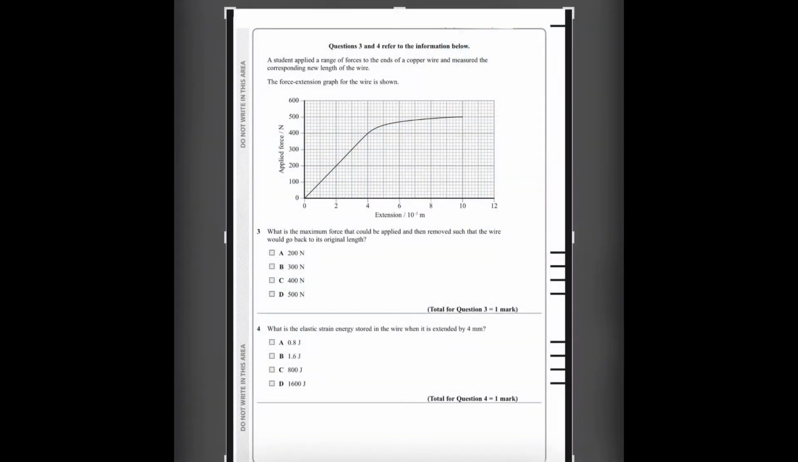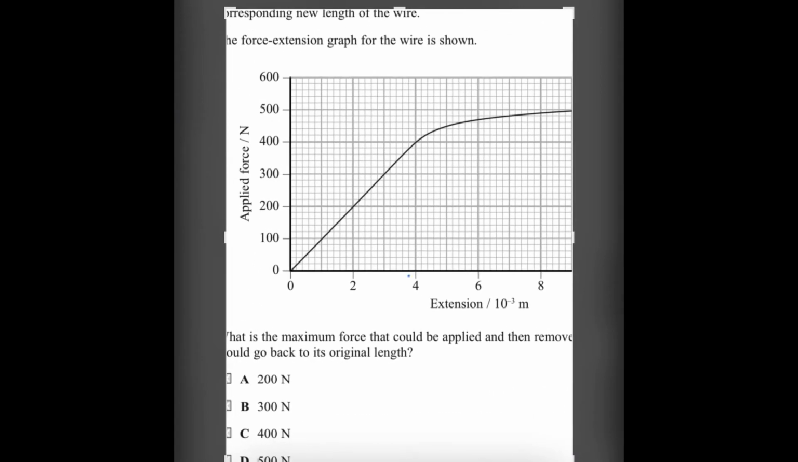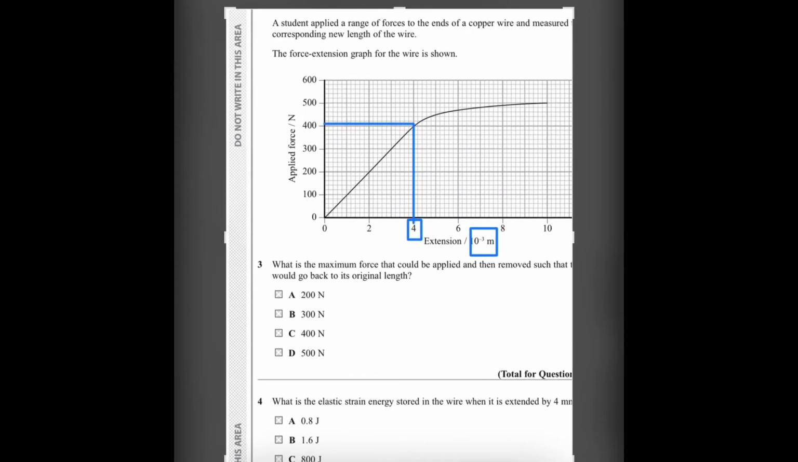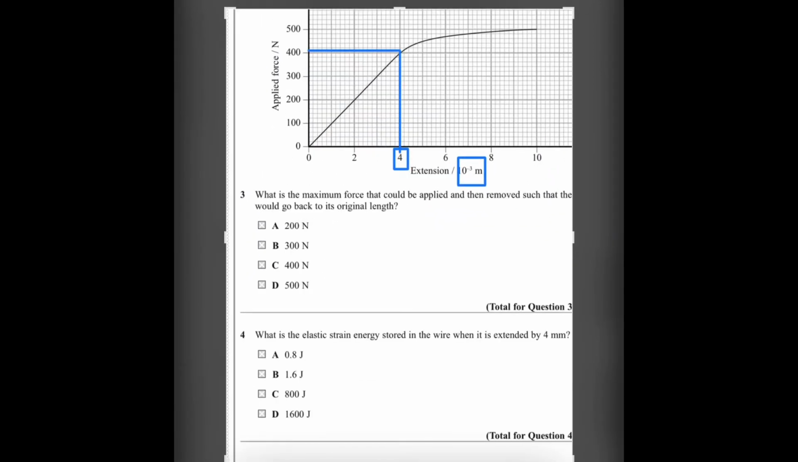What is the elastic strain energy stored in the wire when extended? It is extended by 4 millimeter. So when it is extended by 4 millimeter, milli is 10 to the power minus 3, so the units are correct. At 4 millimeter we have 400 newton, right? We have 400 newton. So the elastic strain energy is actually the area under the graph here.